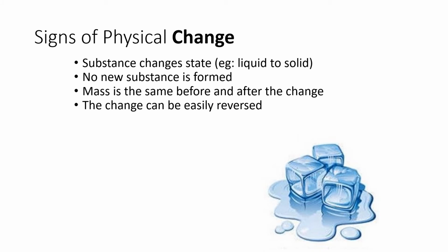So how can I tell whether it's a physical or chemical change going on? Well, if you have a change of state, it's probably a physical change. If no new substance is formed, like ice melting and turning into water, you had water before and you have water after, so you haven't made anything new. If you weigh it, you've got the same mass before and after, and you can reverse it pretty easily. If you take your ice and put it in the freezer, you can reverse that change.